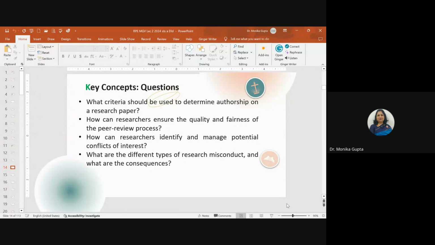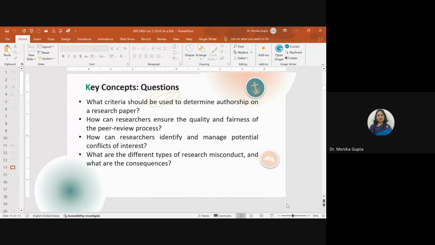What criteria should be used to determine authorship of a research paper? According to you, what should be the criteria? So basically, it is substantial contribution to the conception, design, data acquisition, analysis, or interpretation. Then drafting or revising the manuscript critically. Then approval of the final version, and then accountability for the content.